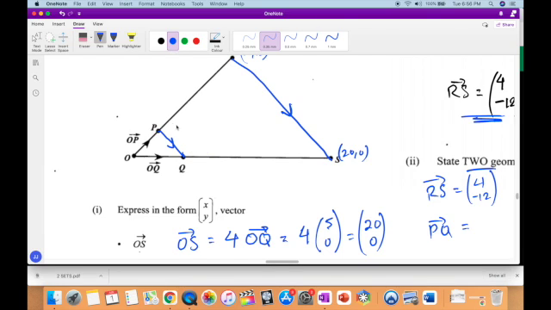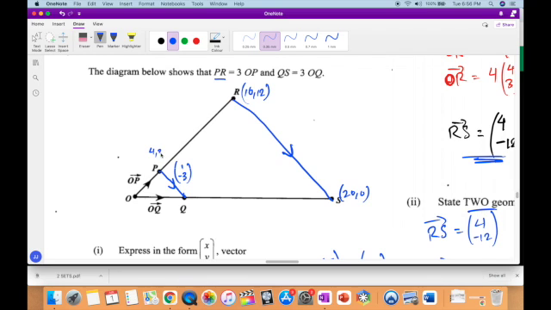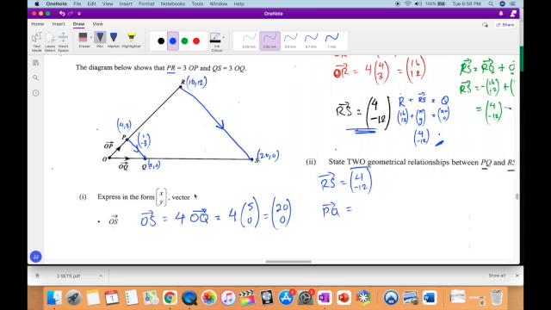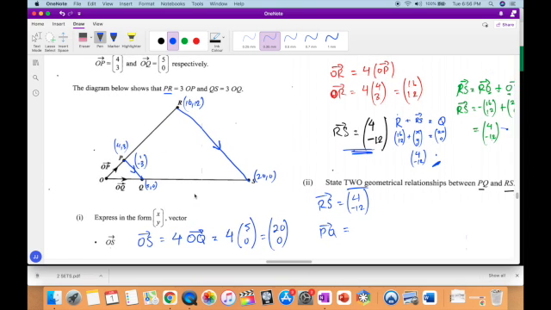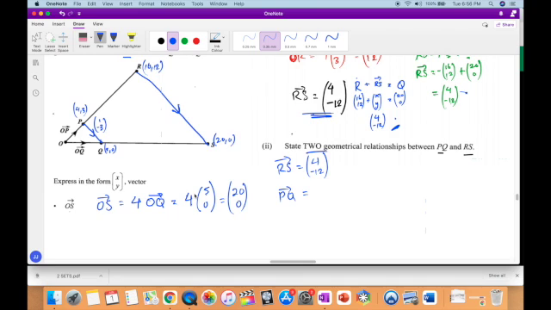Alright, so this is (1, -3). Where's P again? (4, 3), and (5, 0). Right? I haven't eaten since lunchtime and I'm quite hungry now. So this point here is (1, -3).